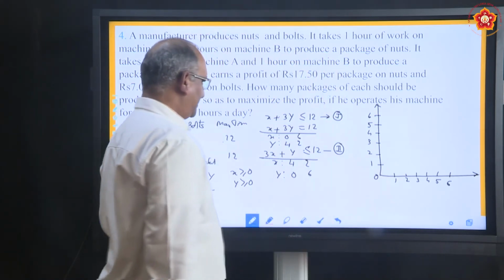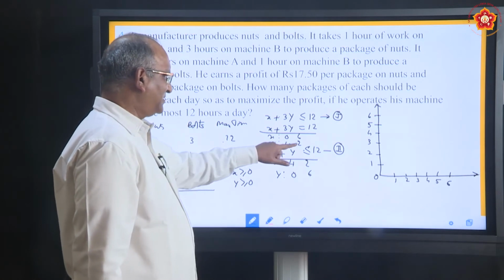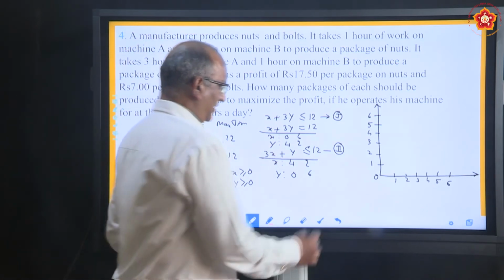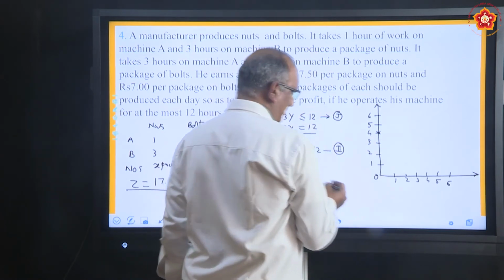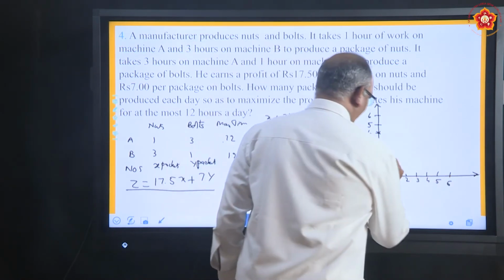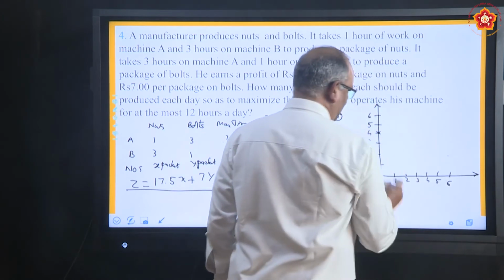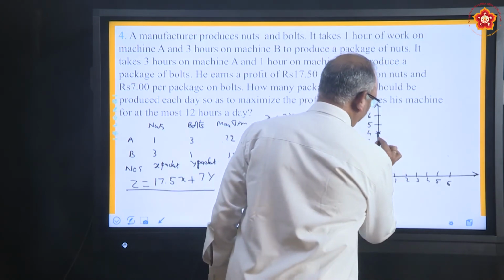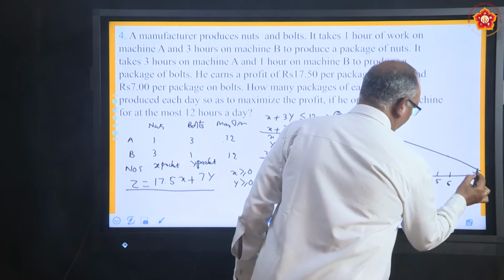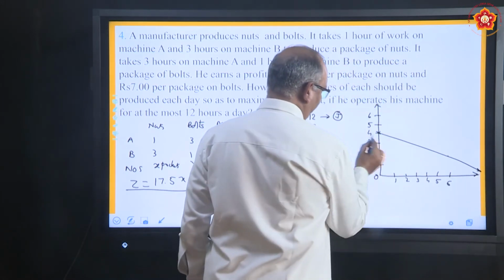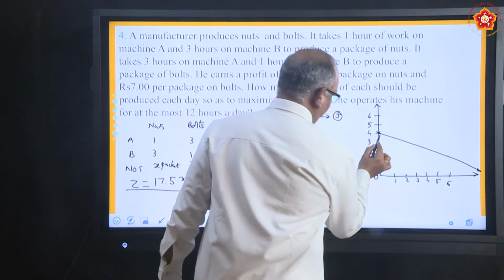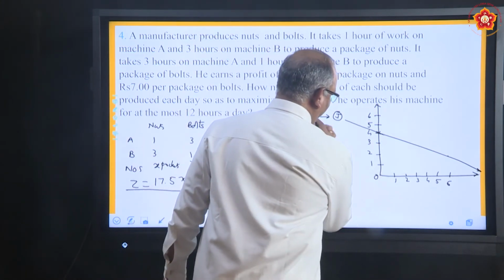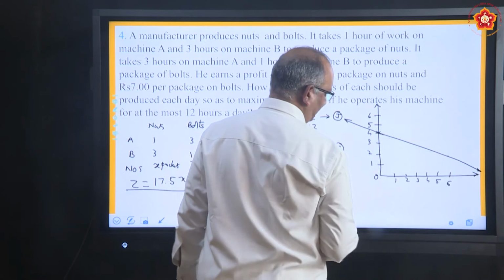Now draw the points. What are the points for the first line? 0, 4. If x is 0, y is 4. Then the second is 6, 2. If x is 6, y is 2. So join these 2 points. This is the first line. Okay. We can always extend the line backwards. Remember that. This can be extended this side because it is a line.